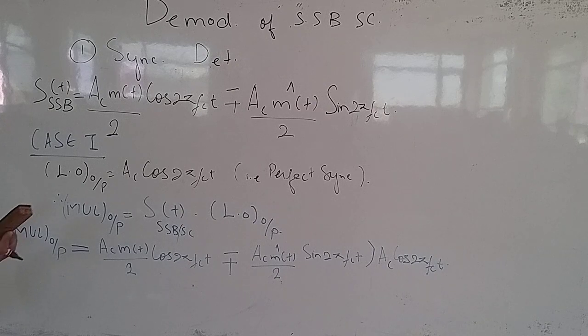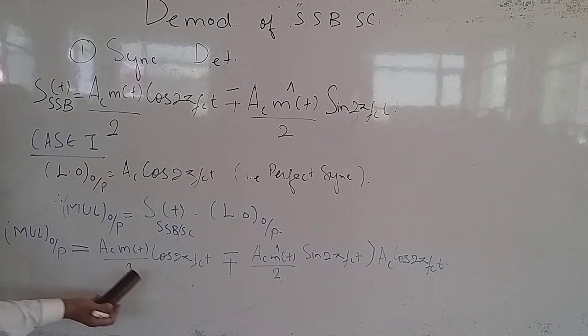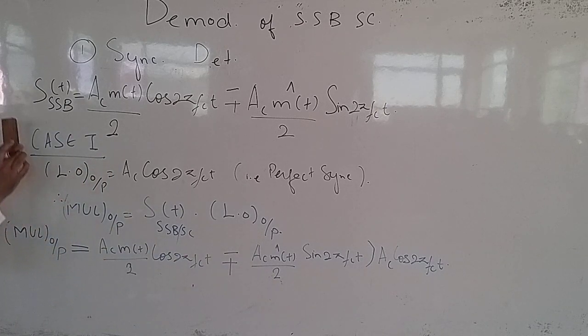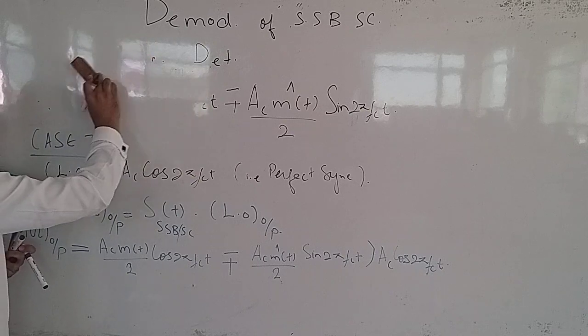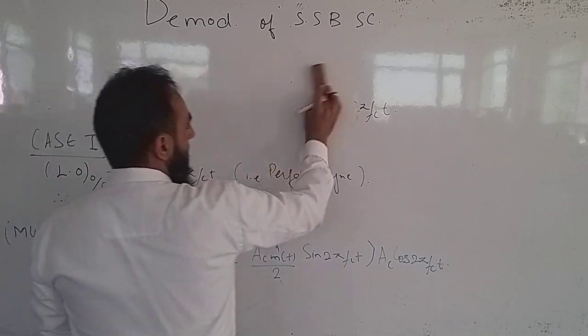Eyes on mode, please. This is our SSB-SC. This is our local oscillator output. In the multiplier block, the output will be the multiplication of these two. Okay, so far I have not done anything, which is noteworthy. Now let's see how we play with the equations.